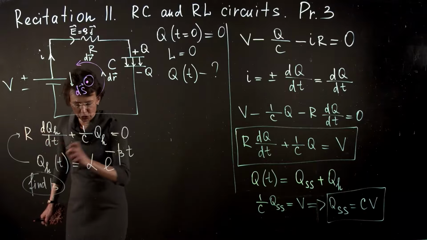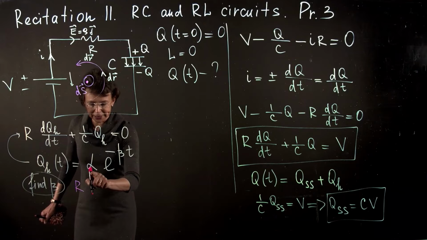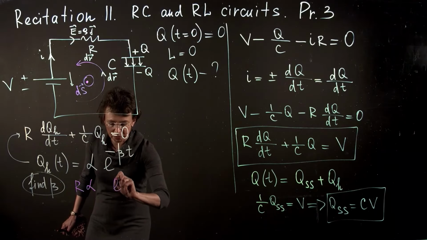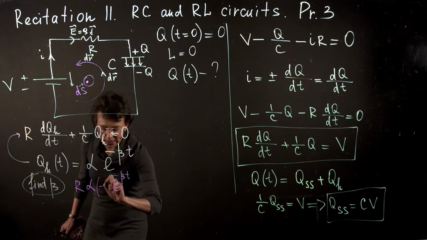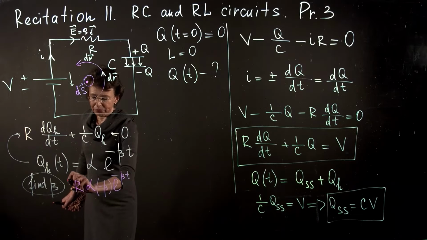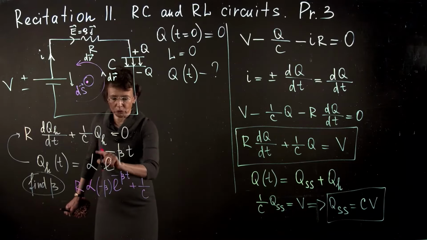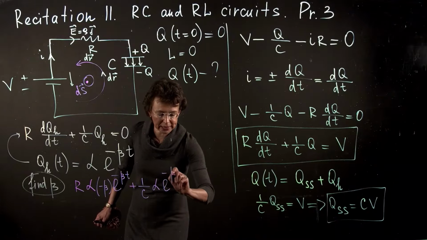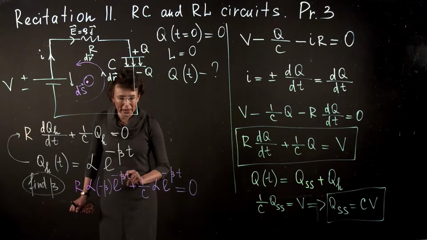the derivative of r, first r still here, then dq homogeneous dt. I need to differentiate this, alpha e to minus beta t, and the chain rule gives me minus beta. We are done with this. Then it is plus 1 over c, q homogeneous, which is alpha e to minus beta t, and this is equal to 0. Let's solve for beta.